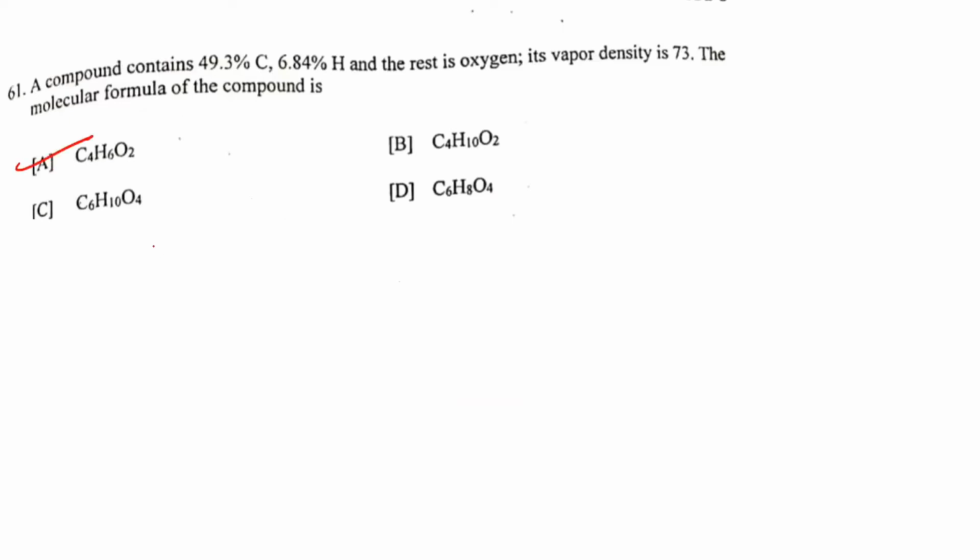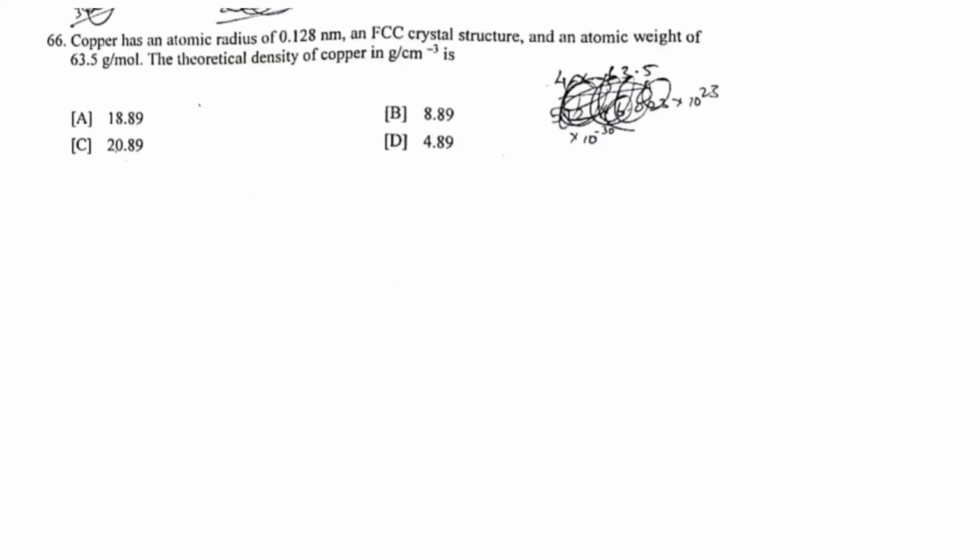What is the carbon percentage? 49.3, right? Then the hydrogen percentage is 6.84. What is the oxygen percentage? We have to do 100 minus these, and you get the answer. We solve this question. What is the correct answer? Option A. This question is under the plus 2 syllabus. If you go to the plus 1 book, this question will be there in the CBSE book. Go and check. It is an easy question only.